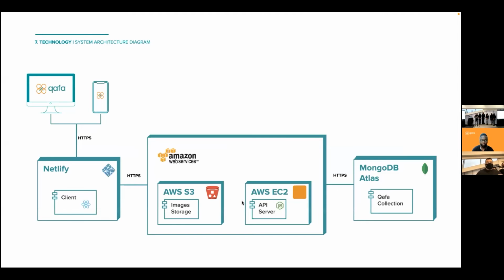So now let me explain at a high level what the architecture of Qafa is. Every user can access Qafa through any type of device. Our client side is deployed on a Netlify server with React.js, and our backend side is in Amazon Web Services. We have 2 instances there. We have an EC2 where we have the API server, and we are using an S3 bucket to store all the images that we are using in Qafa. All our data is based on a NoSQL document database using MongoDB Atlas, and all the communication is through HTTPS.